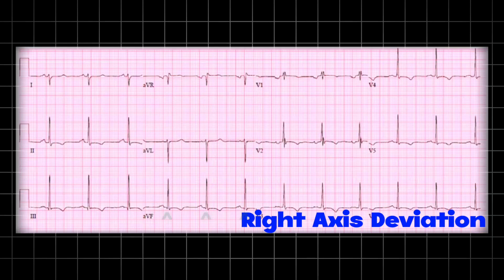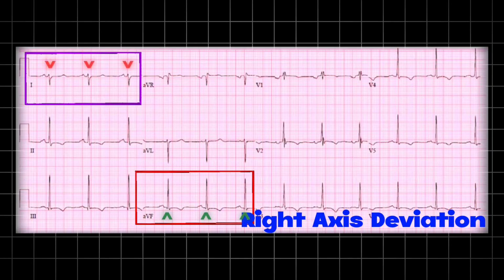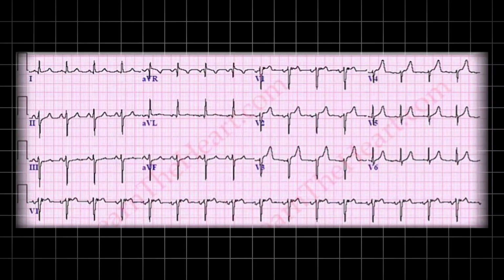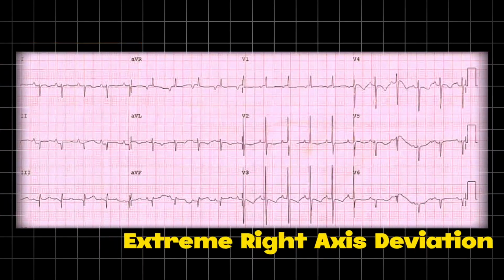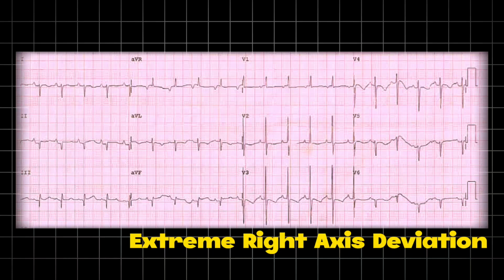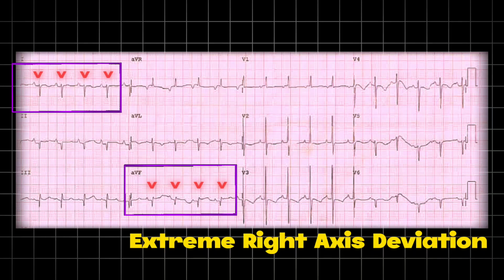We can clearly see the positive deflected QRS in lead aVF and negative deflected QRS in lead 1. Let's check this one out. Right, this is the left axis deviation with positive deflected lead 1 and negative deflected lead aVF. Now look at this extreme right axis deviation, with both lead 1 and aVF negatively deflected, and lead aVR positively deflected.